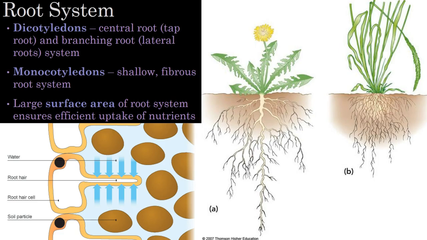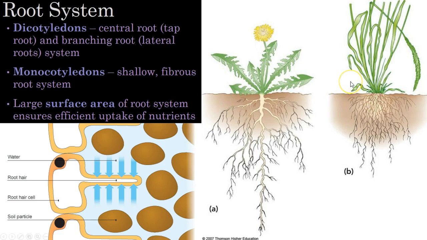solution. The other type of root system is in the other type of plants, which are monocotyledons, and those have a shallow, rather fibrous looking root system, and they tend to be, again, as the name suggests, shallow, but very densely populated in the soil to allow for absorption. So the large surface area of the root system is incredibly important to make sure that efficient and maximum uptake of nutrients occurs in the soil.